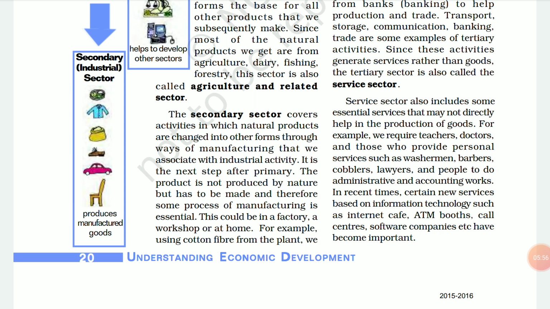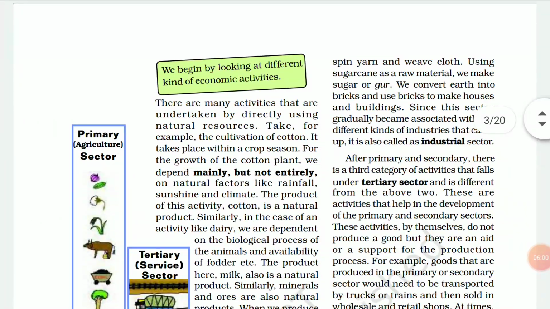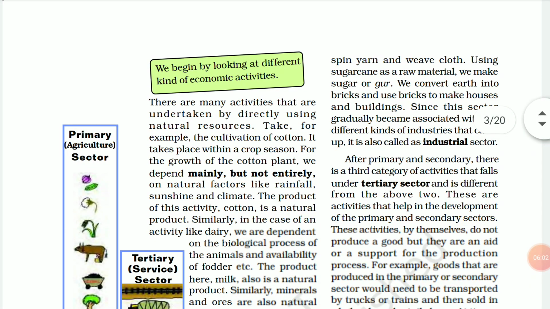For example, using cotton fiber from the plants, we spin yarn and weave cloth. Using sugarcane as raw material, we make sugar or gur. We convert earth into bricks and use bricks to make houses and buildings. Since this sector gradually became associated with different kinds of industries that come up, it is called the industrial sector.